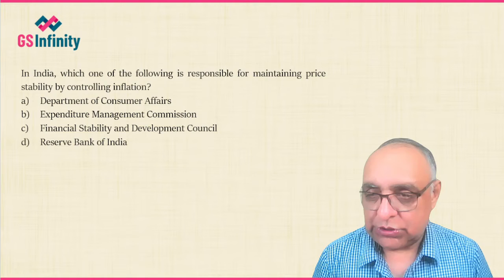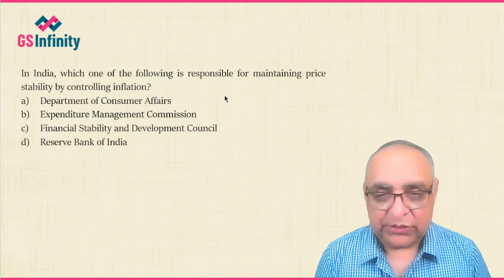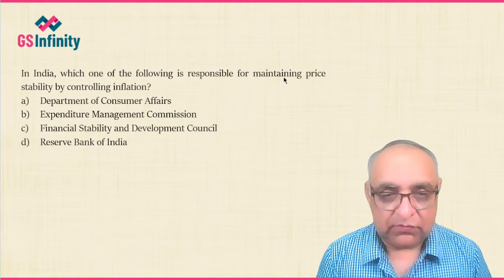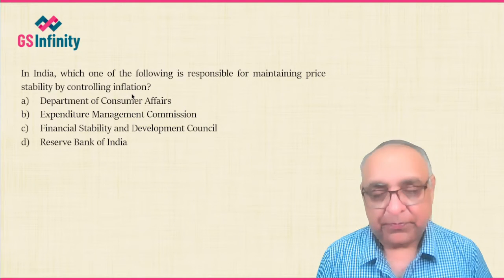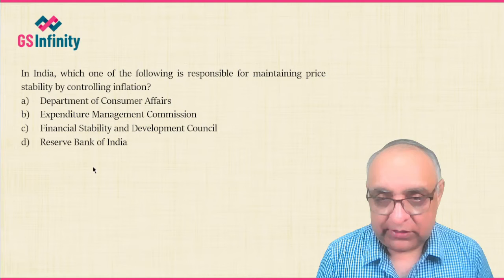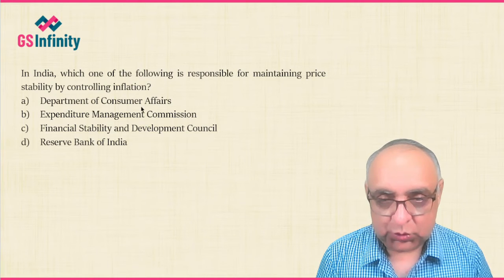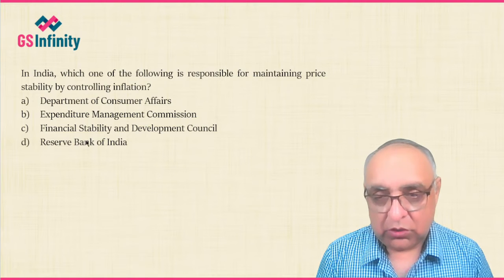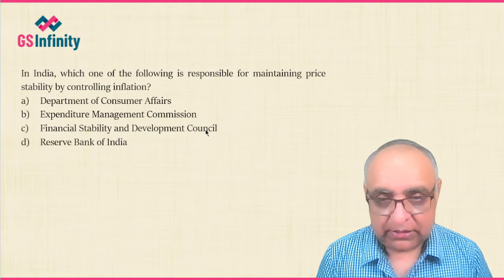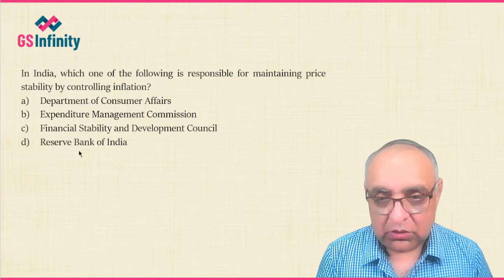The first question is, in India, which one of the following is responsible for maintaining price stability by controlling inflation? 4 options are given. Option A, Department of Consumer Affairs. Option B, Expenditure Management Commission. Option C, Financial Stability and Development Council. Option D, Reserve Bank of India.